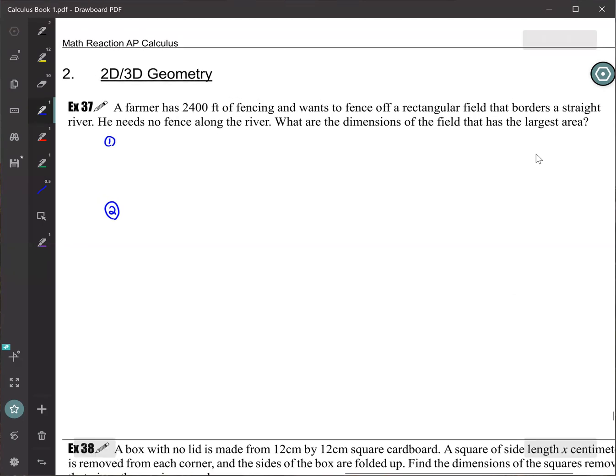So a farmer has 2,400 of fencing and wants to fence off a rectangular field that borders a straight river. He needs no fence along the river. What are the dimensions of the field that has the largest area? Right? So the thing you want to maximize is area. Make sure you pick that up.